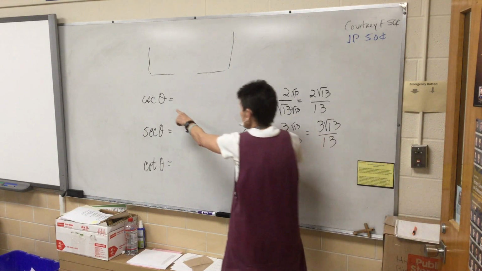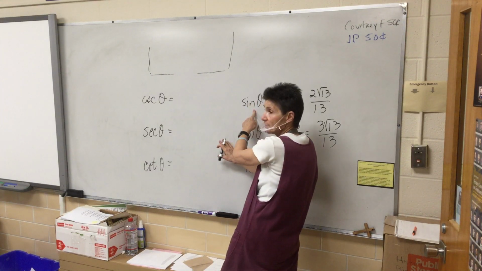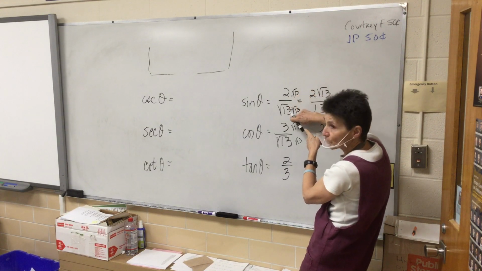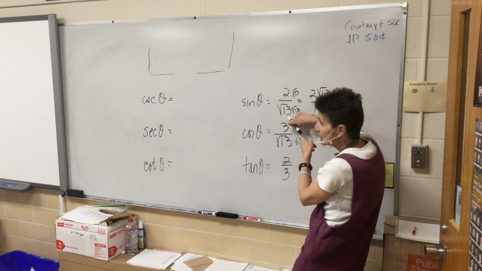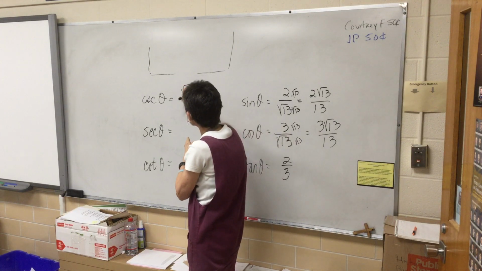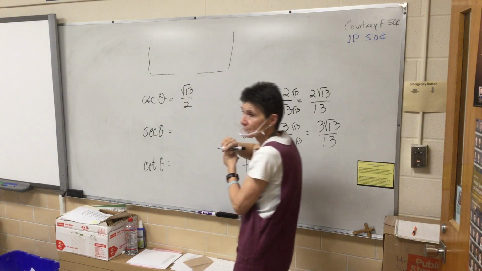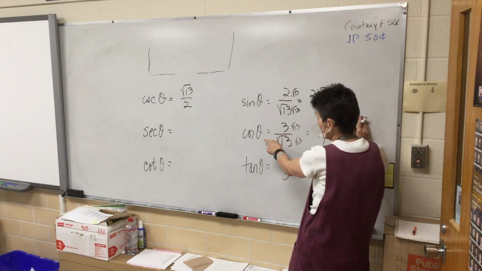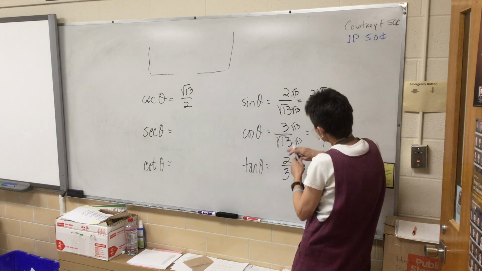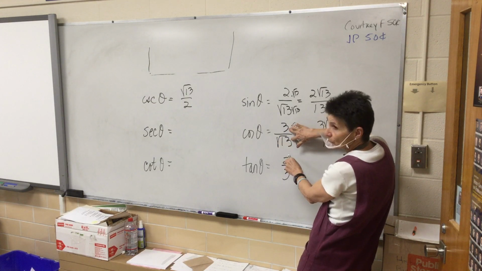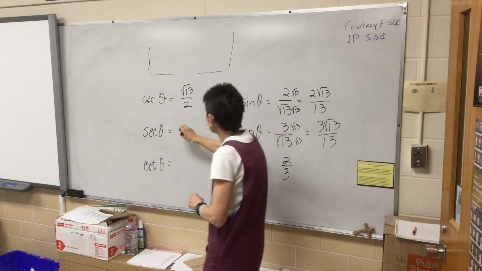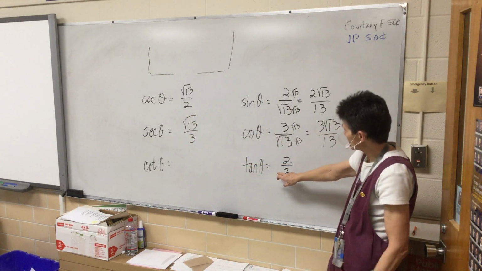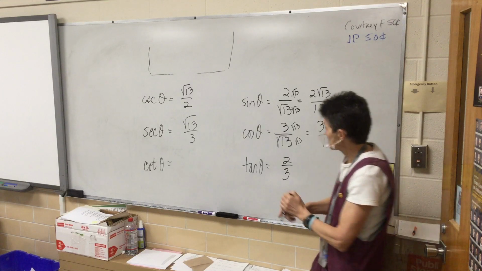So the cosecant is the reciprocal of the sine. So remember when we said the sine was 2 over root 13? The cosecant will be root 13 over 2. And the secant is the reciprocal of the cosine. So remember we said it was 3 over root 13? So that's root 13 over 3. And the cotangent is the reciprocal of the tangent. So it is 3/2.